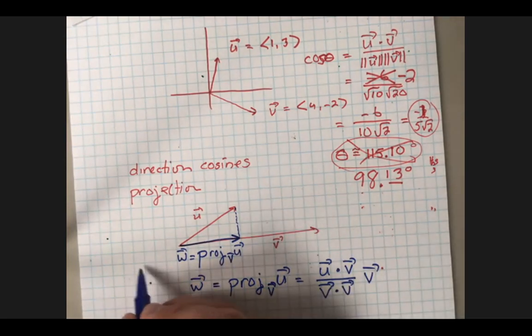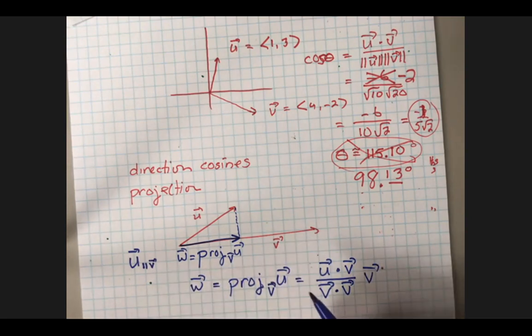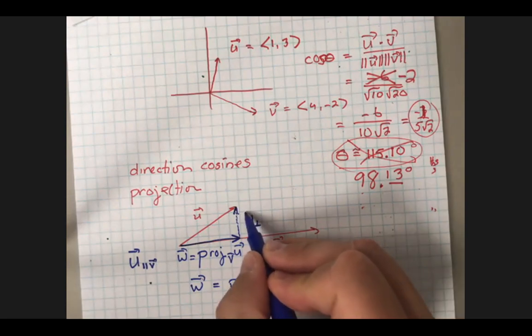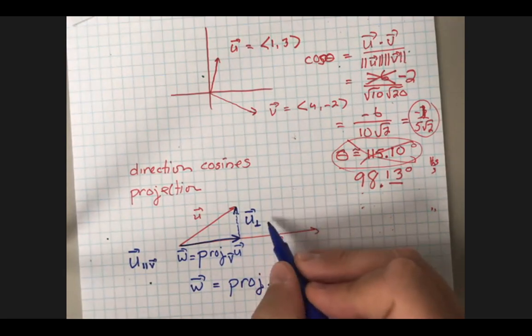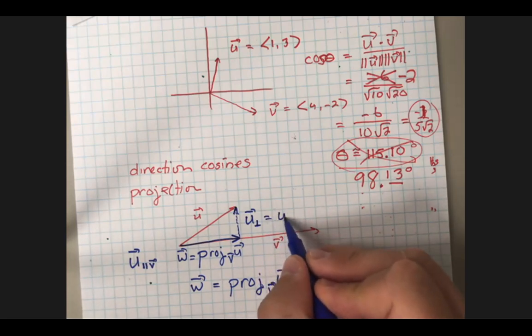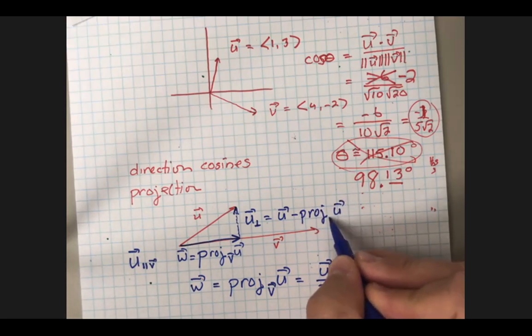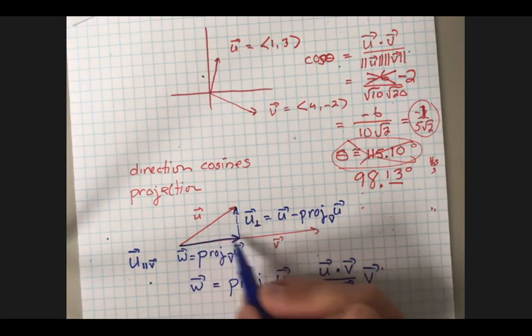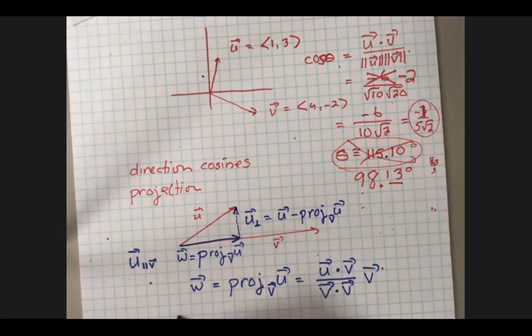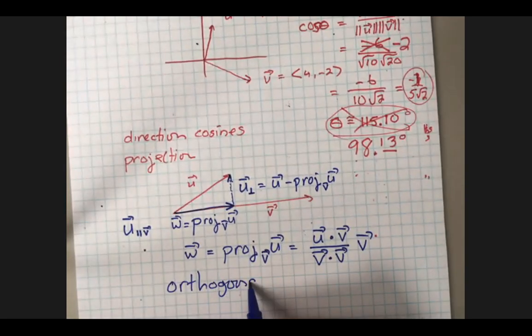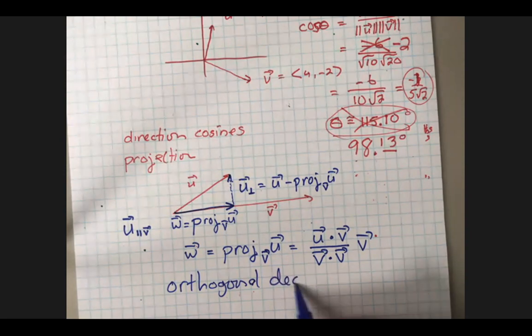Some people call it u parallel or u parallel to v. And then the leftover part is called u perpendicular to v. That's what I get if I take u and I subtract the projection of u onto v. And this idea of breaking a vector down into a parallel and a perpendicular part has got a fancy name. It's called orthogonal decomposition.